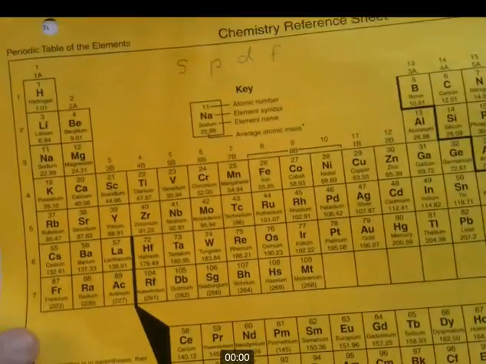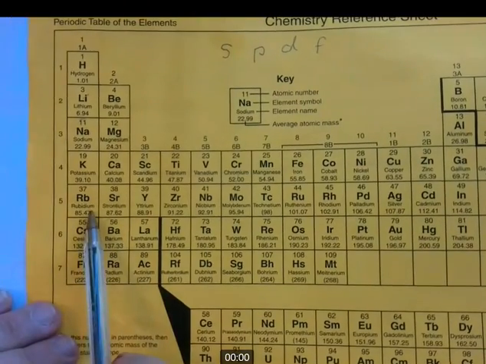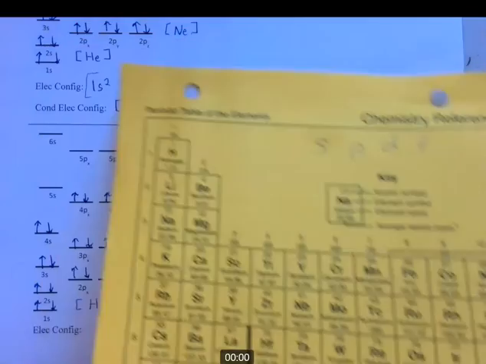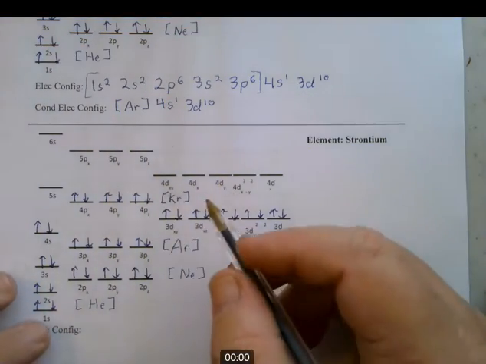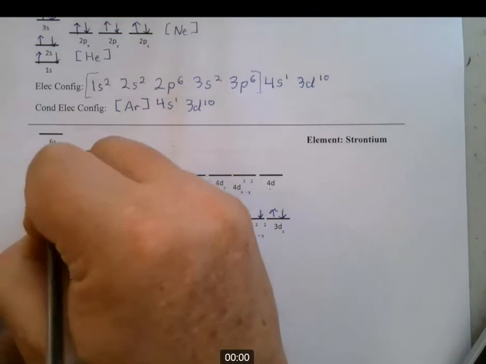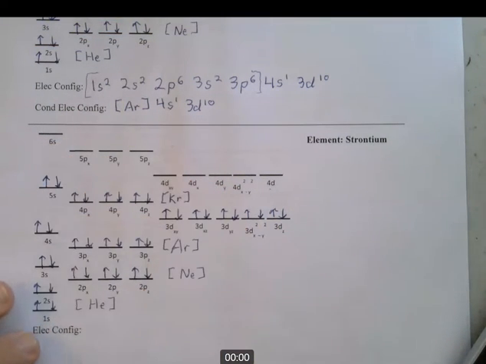And now we're at the 5s where strontium is, right there. So you have rubidium and strontium. So it's going to simply be up and down, and that's it. That will get you to strontium. That will be the electron configuration for strontium.